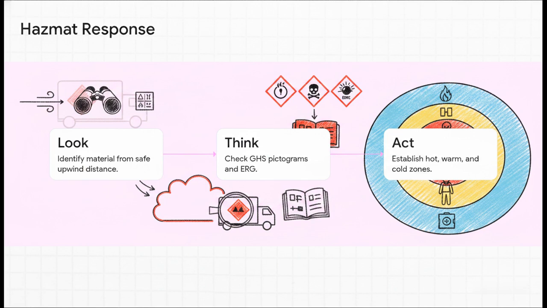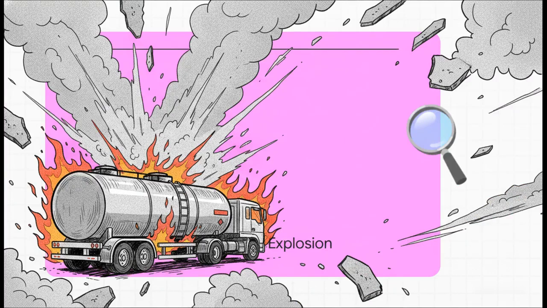Step 1 is simply to look. Responders will literally use binoculars from a safe upwind distance just to figure out what they're dealing with. Step 2 is think. They're scanning facility walls for GHS pictograms, those diamond-shaped symbols with the red borders, or they're looking for a 4-digit UN number on a truck to look up in their emergency response guidebook. Only after knowing exactly what the chemical is do they move to Step 3, act. And that means establishing very strict hot, warm, and cold zones. And they are this cautious for a very good reason.